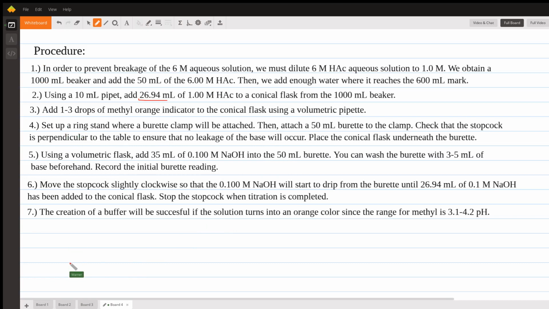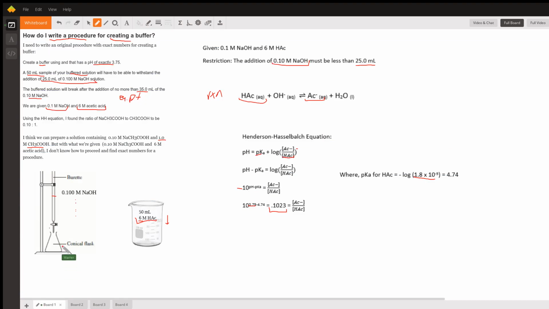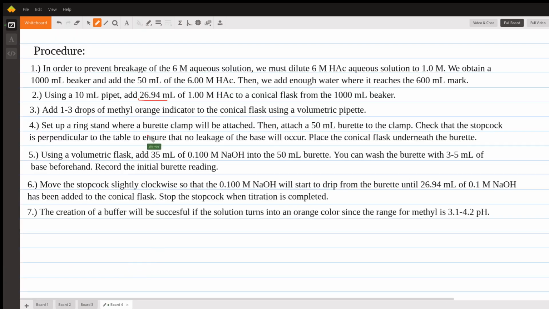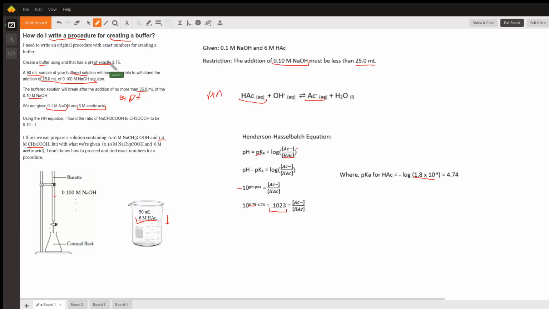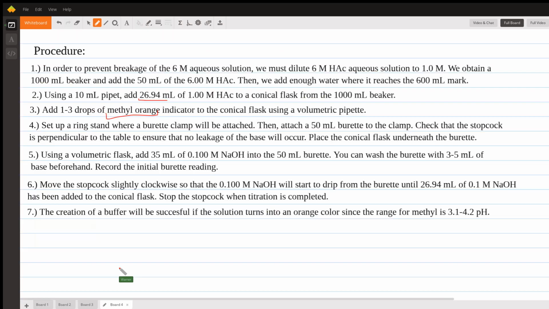So now we add 1 to 3 drops of methyl orange. So basically, methyl orange is an indicator. So once it reaches a certain pH range of 3.1 to 4.2, the color is going to change in the solution. And we want the final solution to be exactly 3.75. And that's within the range of the indicator. So that's going to be important.